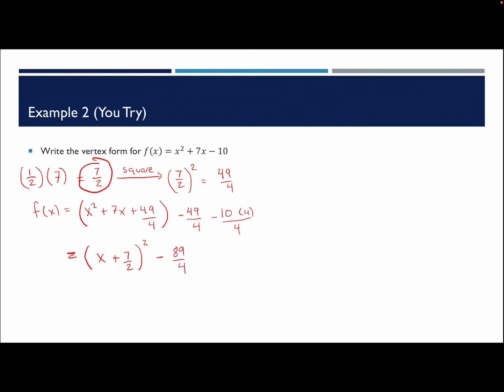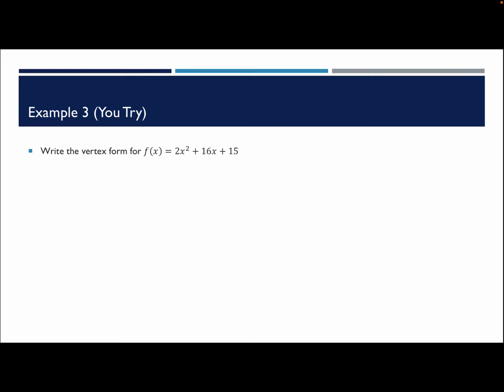So now we're moving on to examples where a is not equal to 1. And so we have a little bit more work to do. So for example 3, the first thing we need to do is take out a. So we get f of x equals, now we're going to take a 2 out from just our x terms. So we get 2 times x squared plus 8x. And then we're going to have, like way over here, our plus 15.